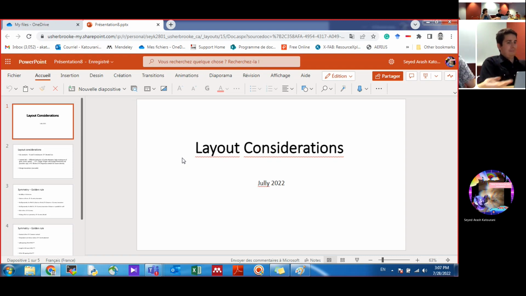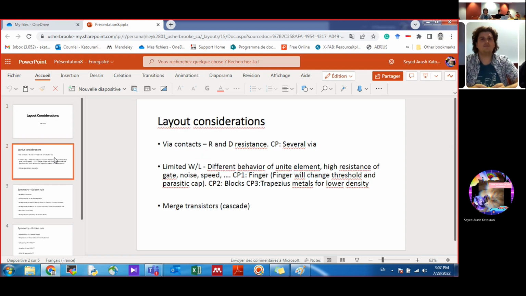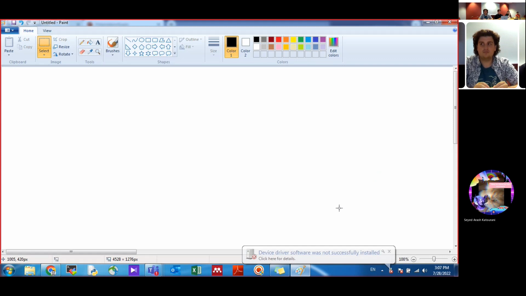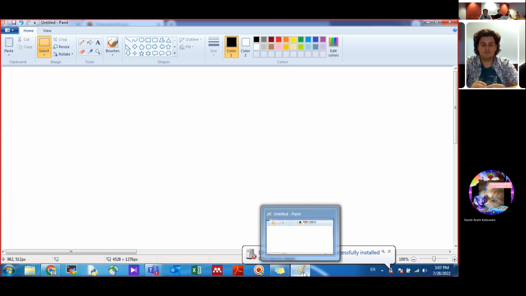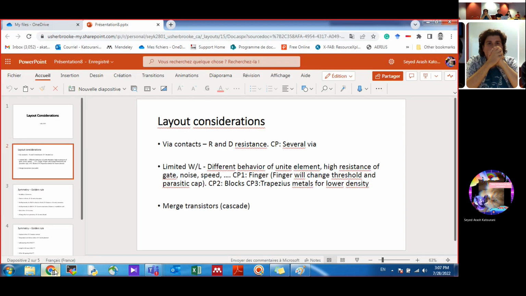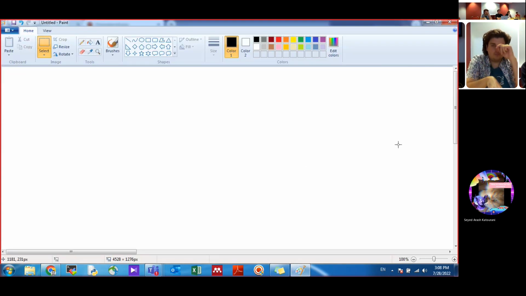And he's gone. So it is about layout considerations. It's not like a teaching or a presentation, but I'm going to go through some of the techniques and considerations for layouts. Then we can comment, and it's an interactive meeting mostly. So I'm going to start with one of the techniques that everyone knows, which is to use vias.